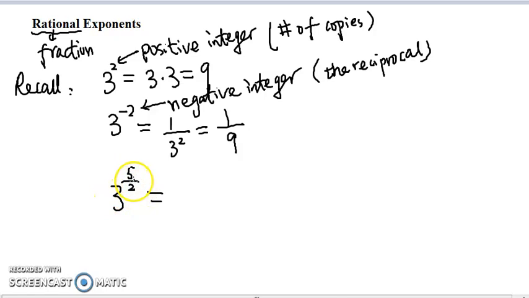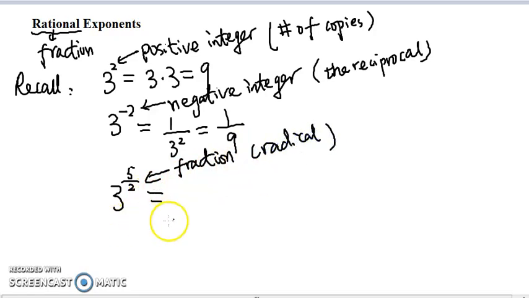And so what does this mean? Of course, it cannot mean a positive integer number of copies, because it doesn't make sense to say 5.5 copies of 3, because we cannot take a half copy of a number. And it's not negative, so it doesn't mean reciprocal either. So the fraction as an exponent actually means a radical. This is going to change the base to a radical number.